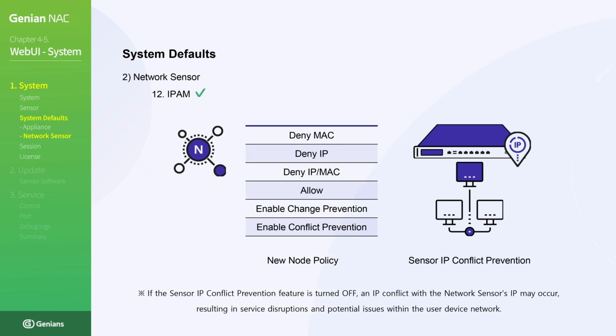The IPAM section allows you to specify initial policies for newly registered nodes or configure the IP conflict prevention feature for the sensor's IP. For newly registered IP MAC addresses, you can set policies such as deny modes: deny MAC, deny IP, or deny IP MAC; and allow and special policies: allow mode, enable change prevention, and enable conflict prevention mode. The sensor IP conflict prevention feature is enabled by default. If set to off, the IP assigned to the network sensor will not be protected, potentially causing service issues.